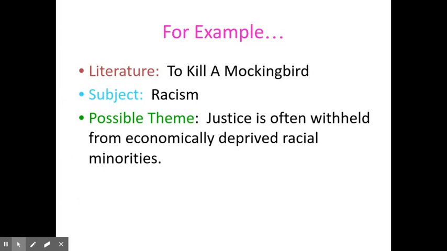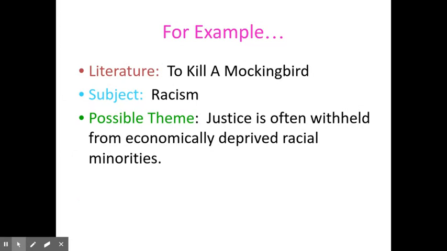In the book To Kill a Mockingbird, an American classic, this book has a subject of racism, and a possible theme for this book would be justice is often withheld from economically deprived racial minorities. Because, of course, the person on trial in To Kill a Mockingbird is an African-American gentleman who is being represented by a Caucasian lawyer, but he is being accused of committing a crime against a Caucasian woman. I think it's the woman. No, it's not. It's a man. I'm sorry.